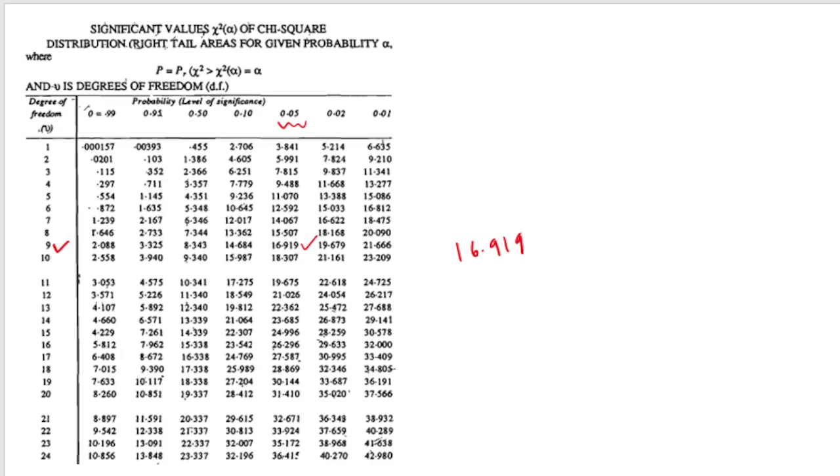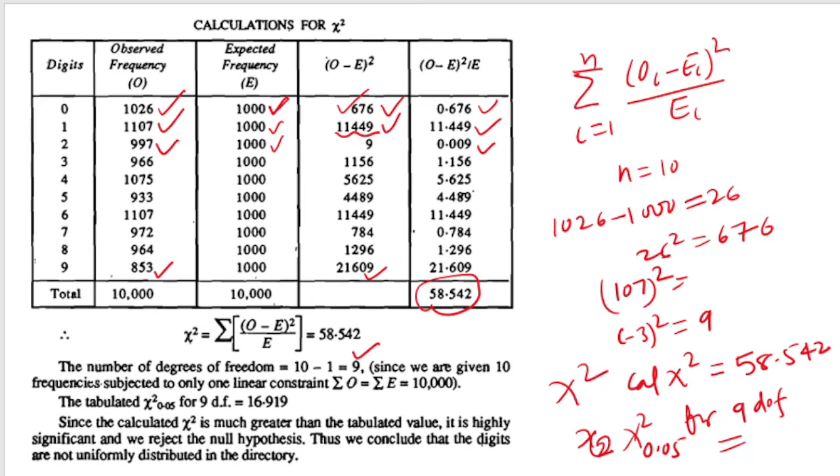So this is the value of chi-square from the table, right? Either the table will be given, or you can check it. It can be extended up to maybe 30. Here is the degree of freedom, here is the probability level of significance. Since in the question it is not mentioned, I am taking 5% level of significance. So if I compare this with the calculated value, which is 58.542, and the tabulated value is 16.919.